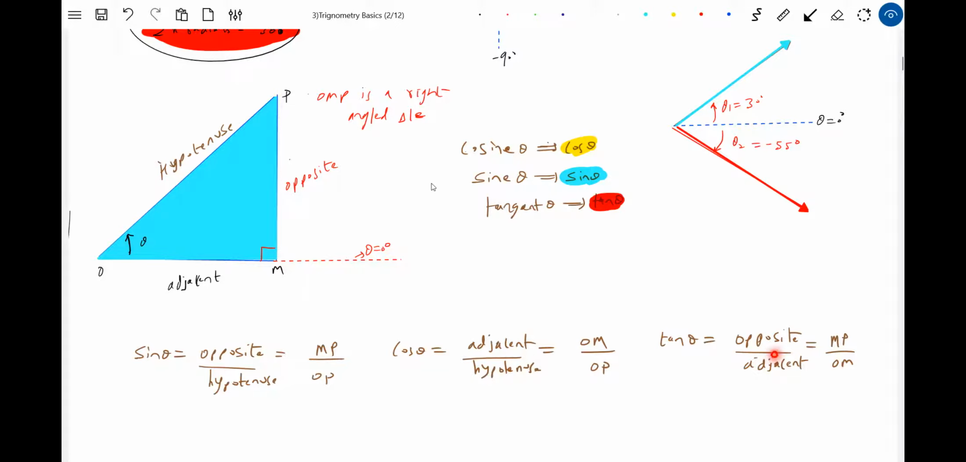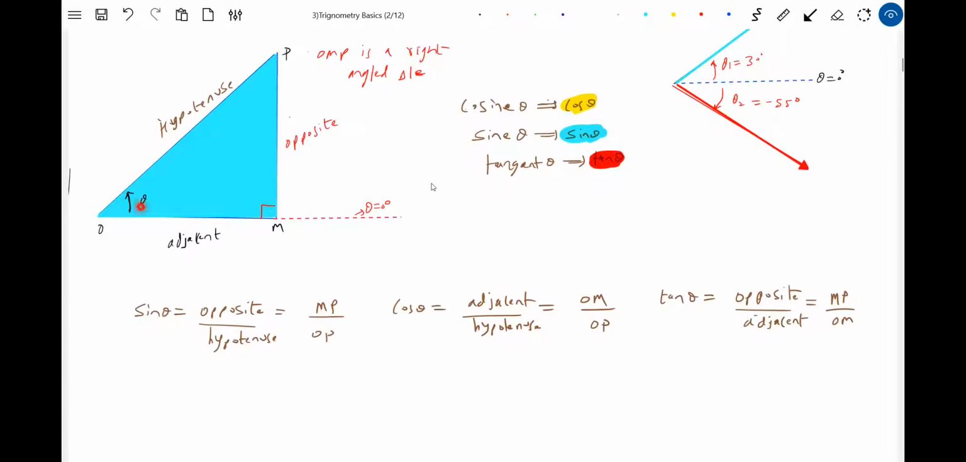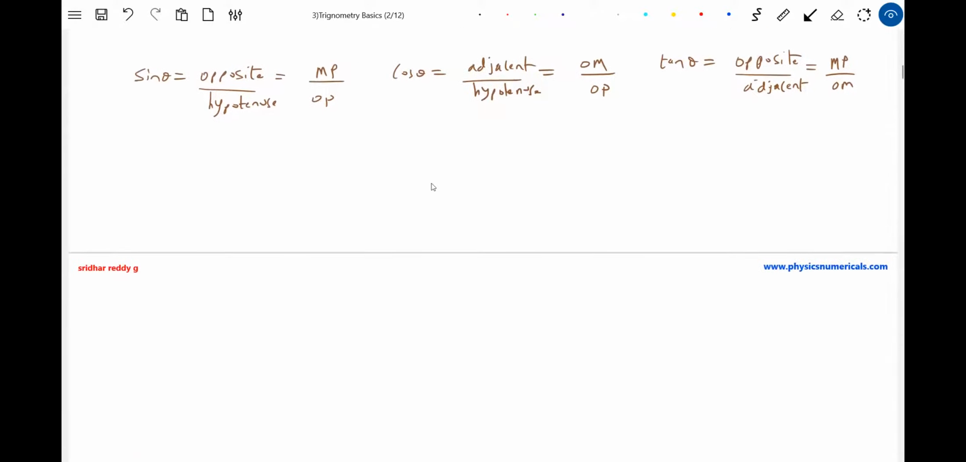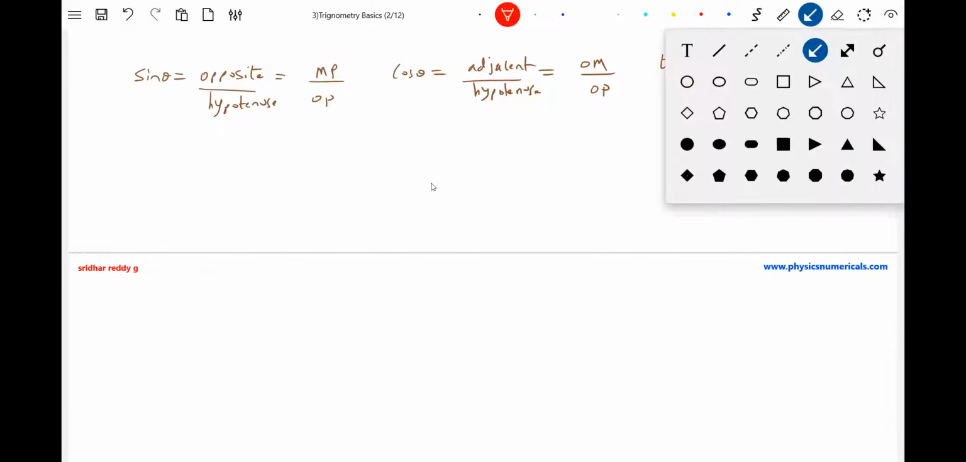These are the terms. Okay, fine. Sir, we are still not understanding what is actually sine theta, MP by OP. Can you explain further, or is it always that opposite should be vertical? So we can draw a triangle like anything. No, the triangle means it should not be of... Let me try. Do I have any triangles? Yeah.